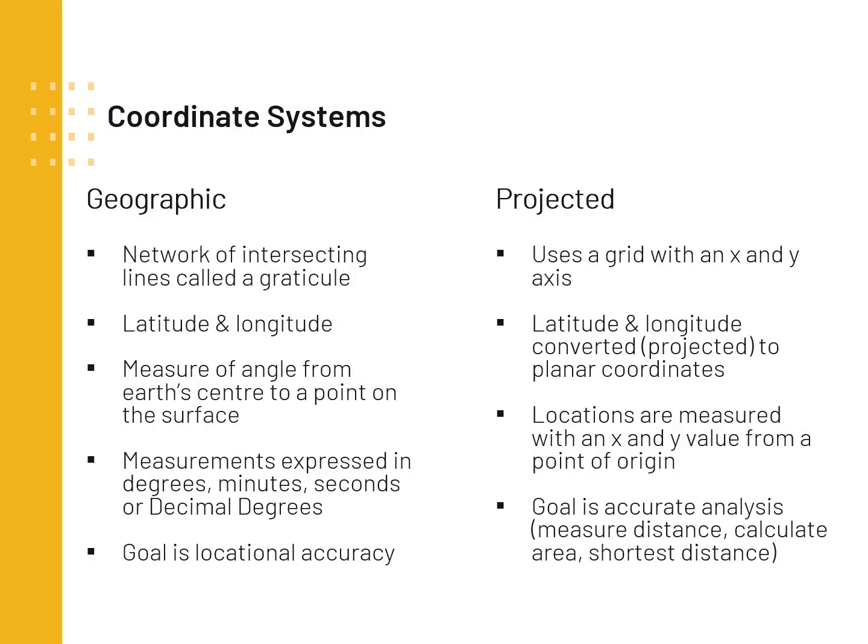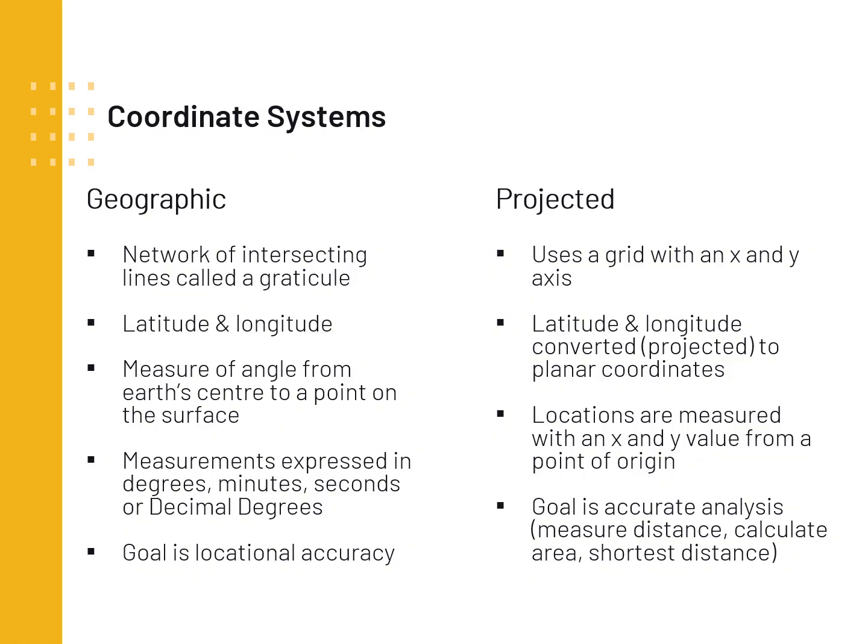So, a quick comparison between the various types of coordinate systems. Geographic systems use a network of intersecting lines called a graticule. It's measured in latitude and longitude, and this is an angular measurement from the Earth's center to a point on the surface. Measurements are typically expressed as degrees, minutes, seconds, or decimal degrees. And the goal is locational accuracy.